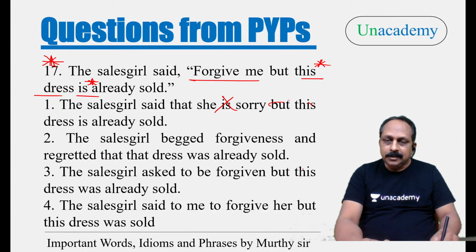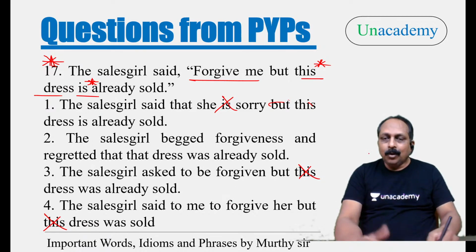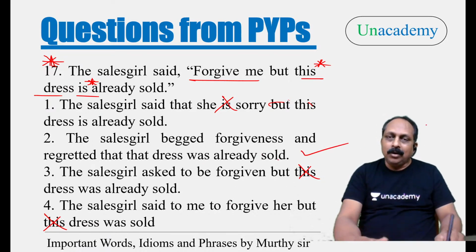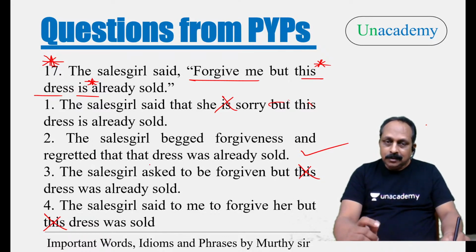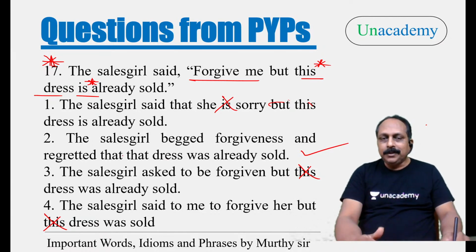Third option, this is there, not correct, and fourth one, this is there, not correct. What is the answer? The second option, but it's not convincing. The salesgirl begged forgiveness and regretted that that dress was already sold. It doesn't sound convincing, but only four options, and you have to select the second option.